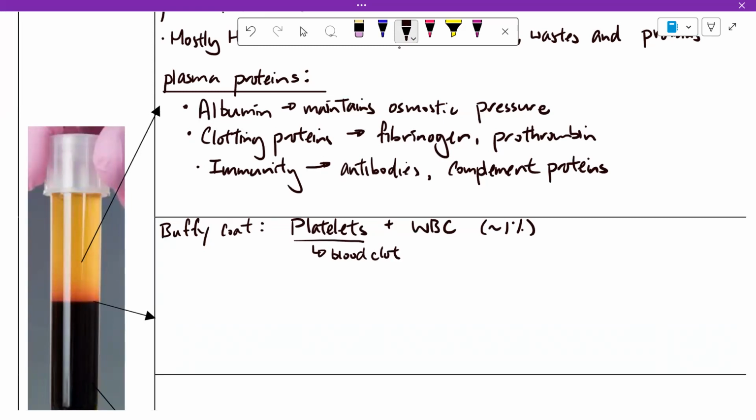They come from a bigger cell called the megakaryocyte. Thank you, Madison, for posting that information. They are fragments from this cell called megakaryocyte. No nucleus, right? The red cells and the platelets don't have a nucleus.